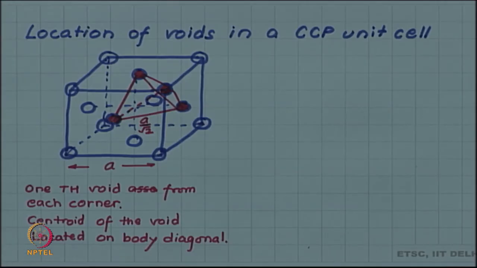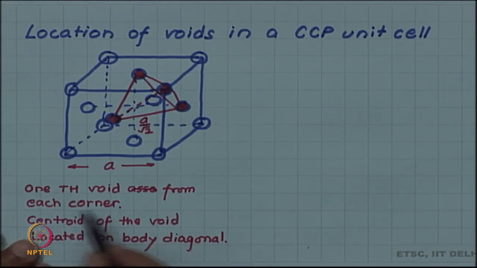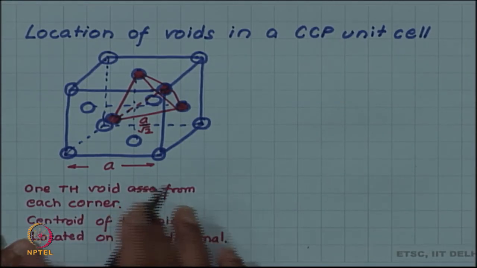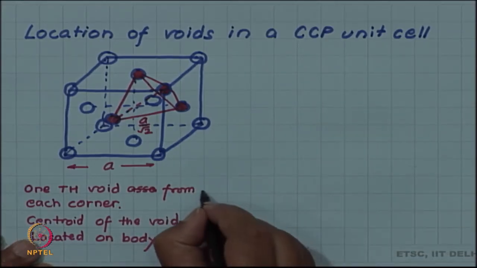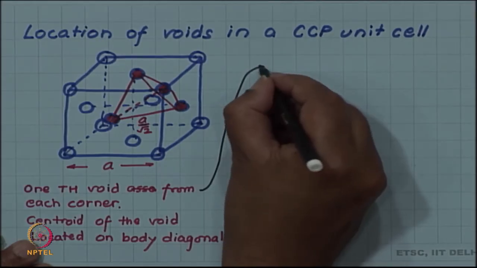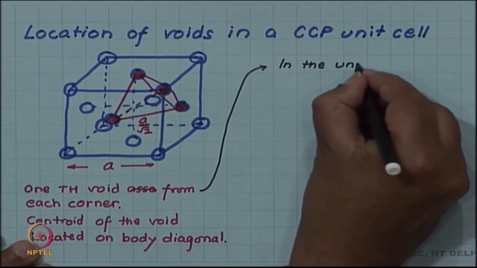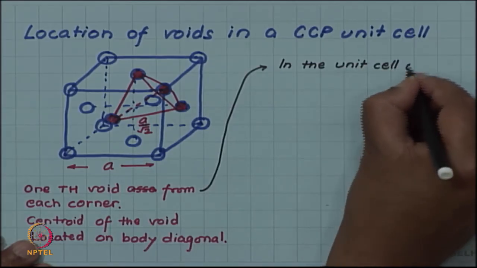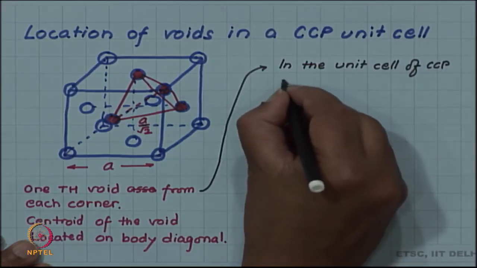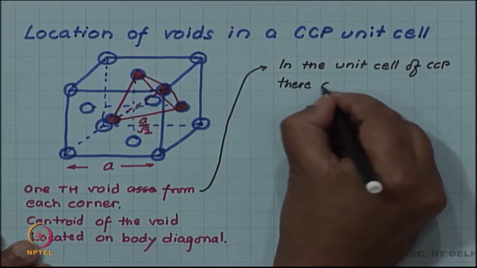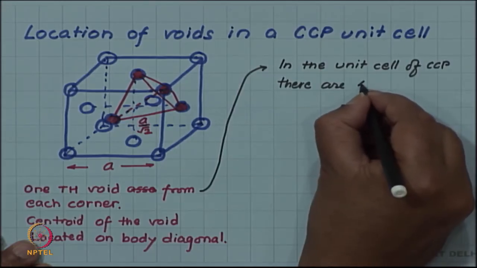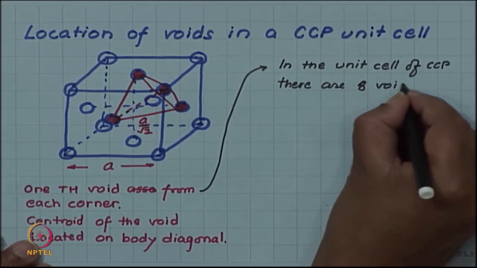Body diagonal. So, since one tetrahedral void from each corner is there, in the entire unit cell of CCP, there are 8 voids.